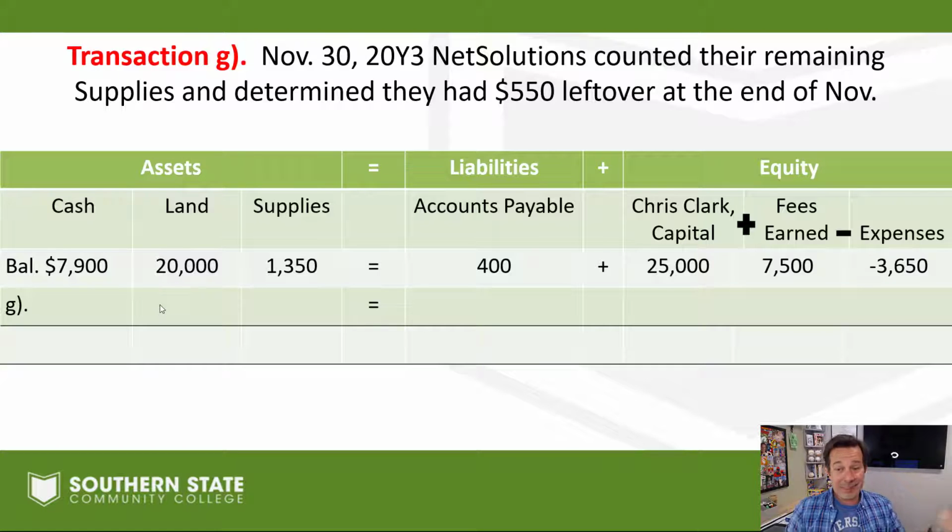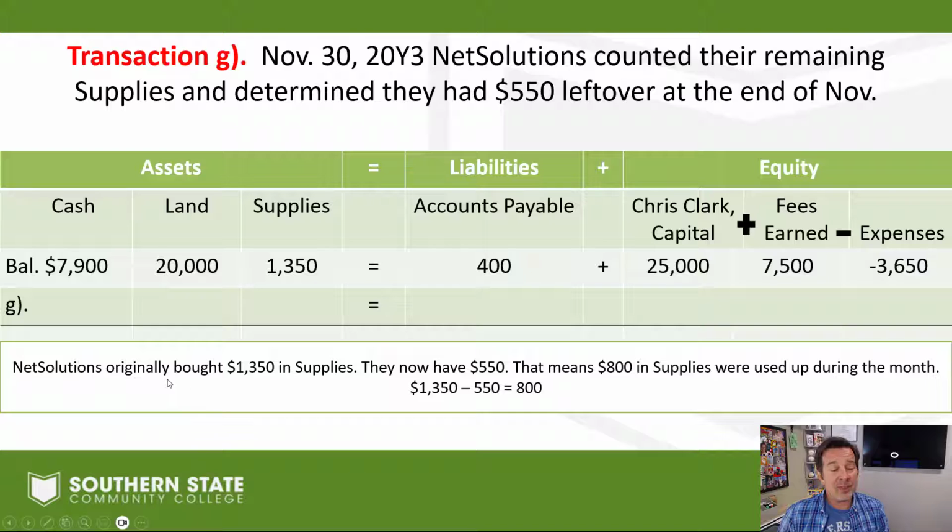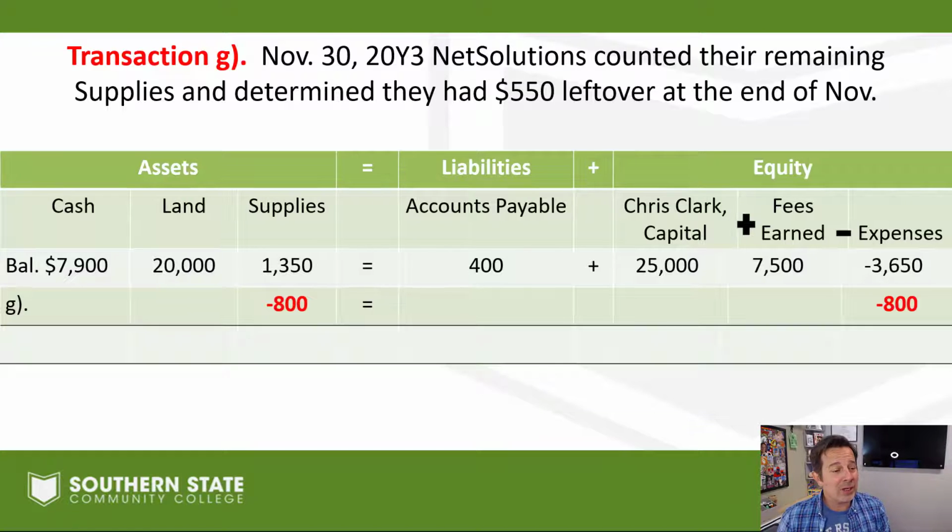And they came back and said, hey, we have $550 worth of supplies left. Well, that's a problem because we have $1,350 in our accounting records. So we need to reflect the fact that we've used up supplies. If we had $1,350 originally, we now have $550. That means we've used up $800 worth of our supplies during the month. So let's throw that into the accounting equation.